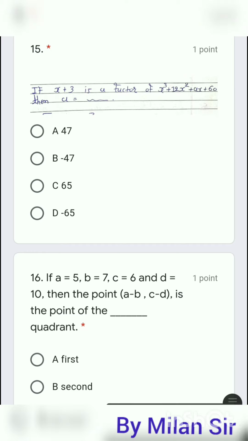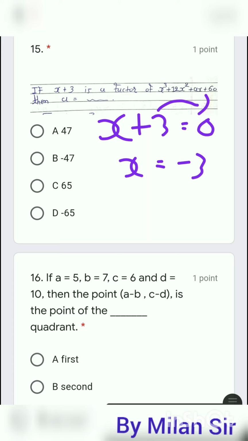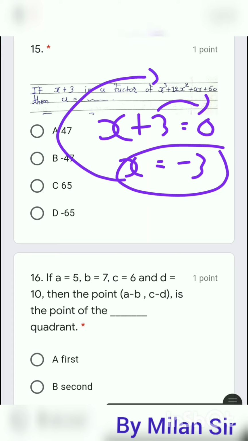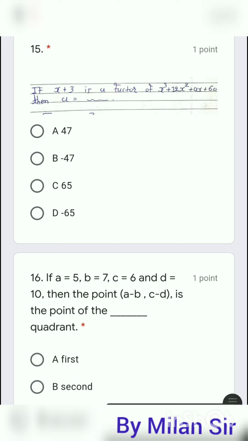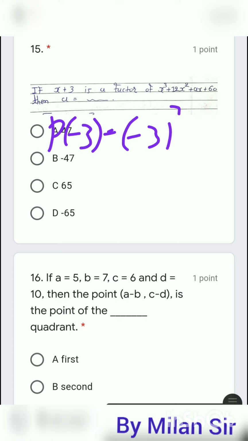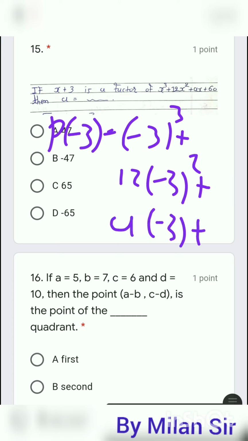This is from chapter number 2. First of all, take x plus 3 equals 0. Now transfer this 3 here, so x equals minus 3. Now we put this value in this polynomial, and take the value of this polynomial equal to 0, that means remainder 0. From that we can find the value of a. So p of minus 3 equals minus 3 all cube plus 12x square, so 12 into minus 3 all square, plus ax, so a into minus 3, and plus 60.